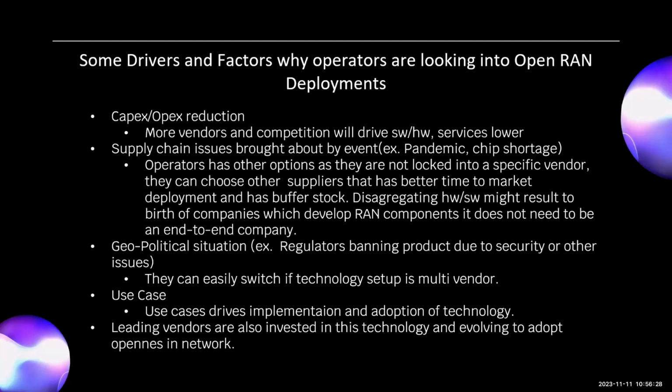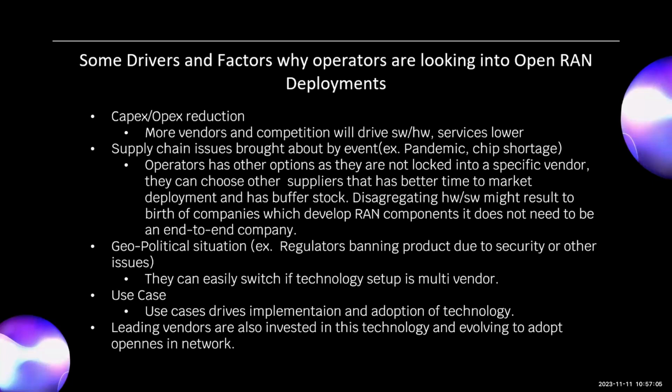And also the geopolitical situation. For example, regulators banning products due to security or other issues. They can easily switch if the technology is multi-vendor. So of course, we always have a big brother, the government. If regulators would decide that there are some security issues with this network vendor, they could just say that by next year you should be using other equipment. So if you are not locked out by a single vendor, you could easily switch with Open RAN.